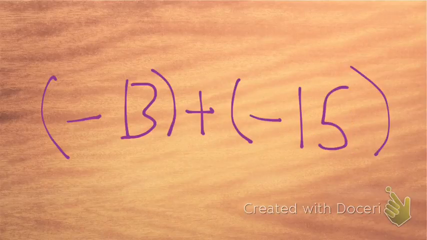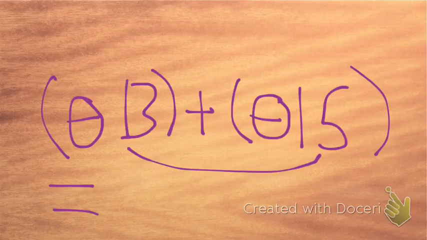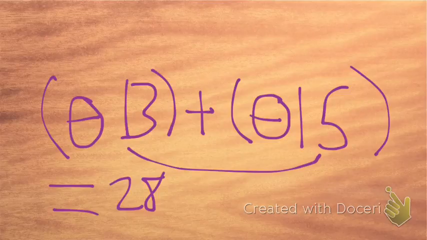Perfect. There we go. So you would get rid of the negative symbols, add these two, which would equal 28, and then use the negative signs and put them back. So negative 28. So negative 13 plus negative 15.